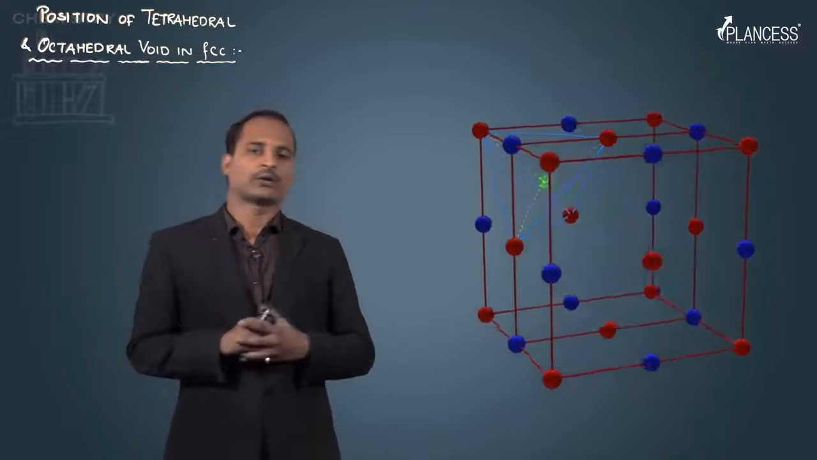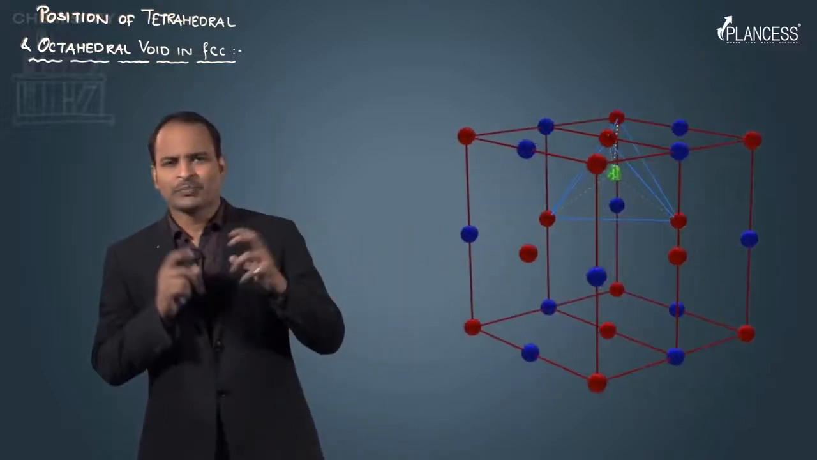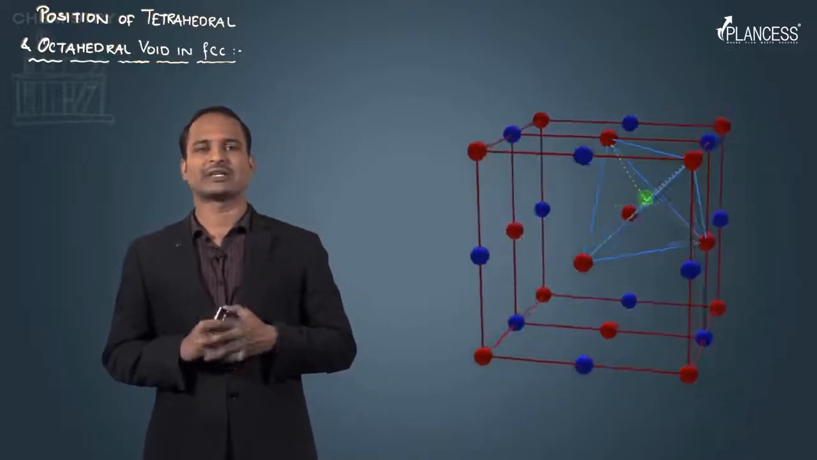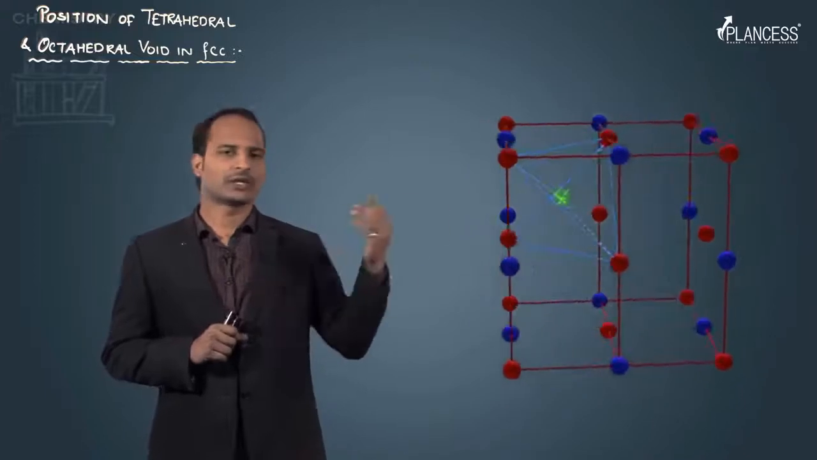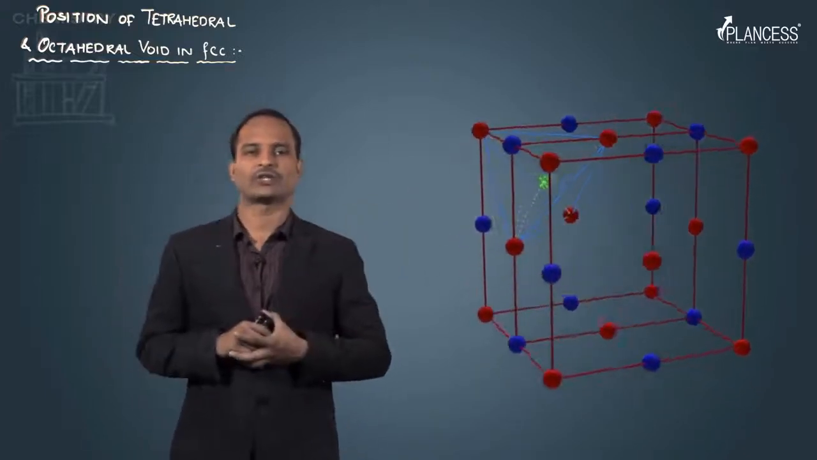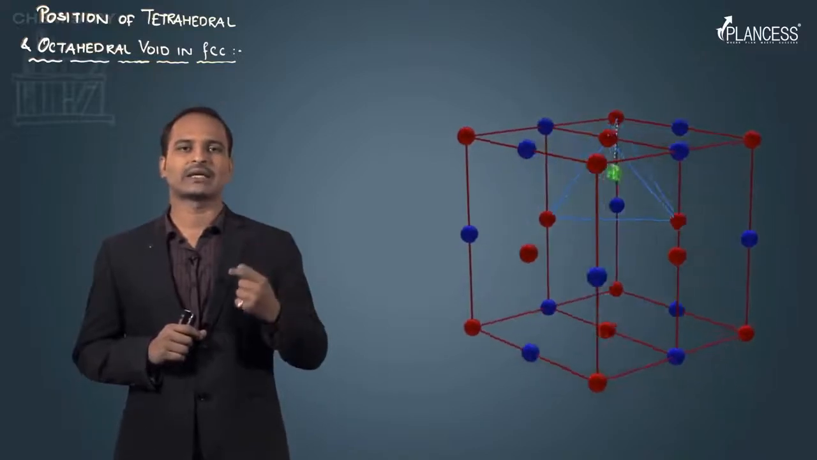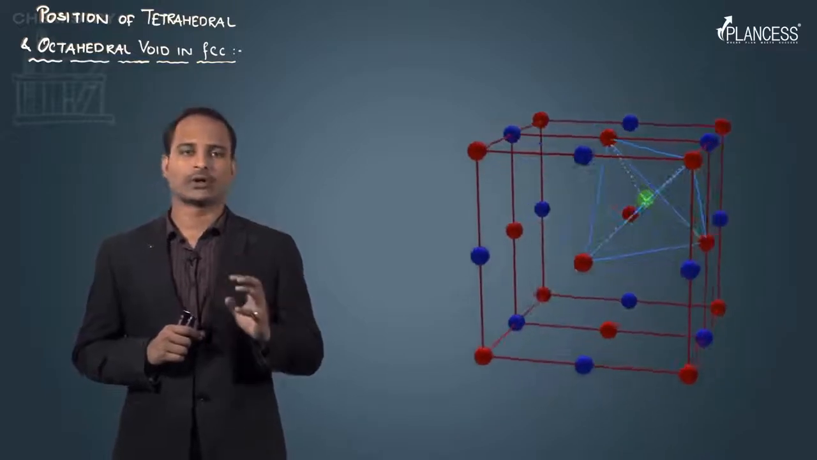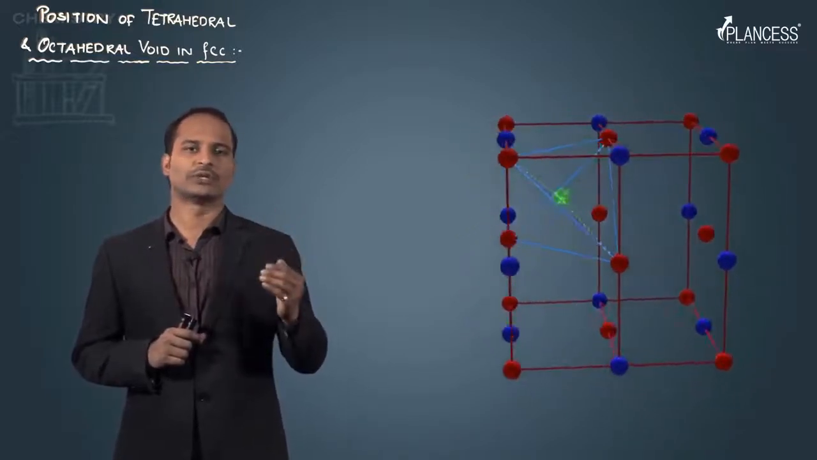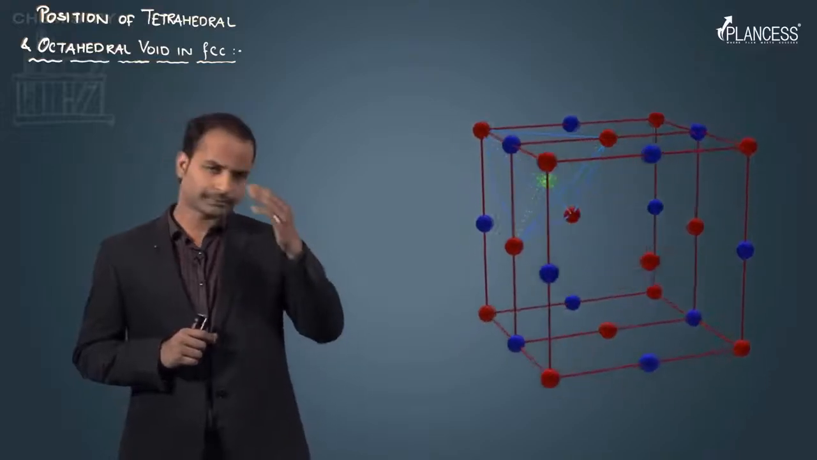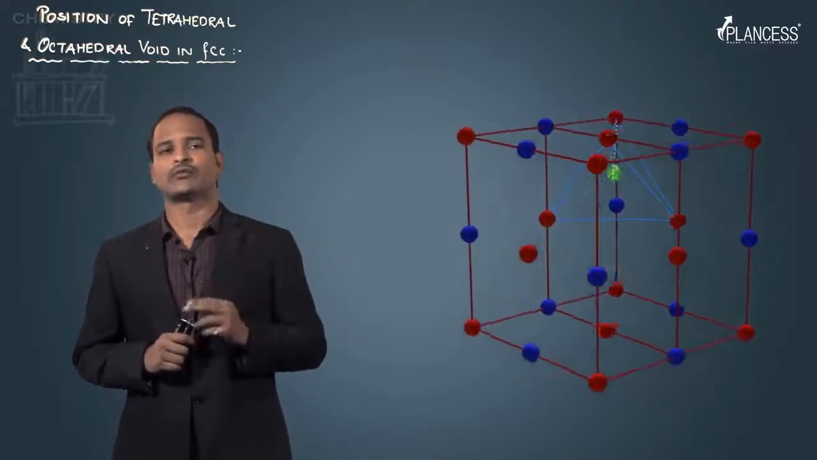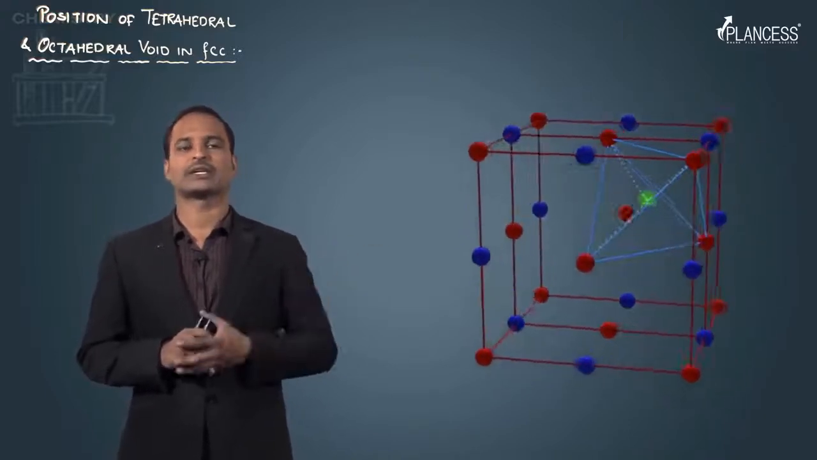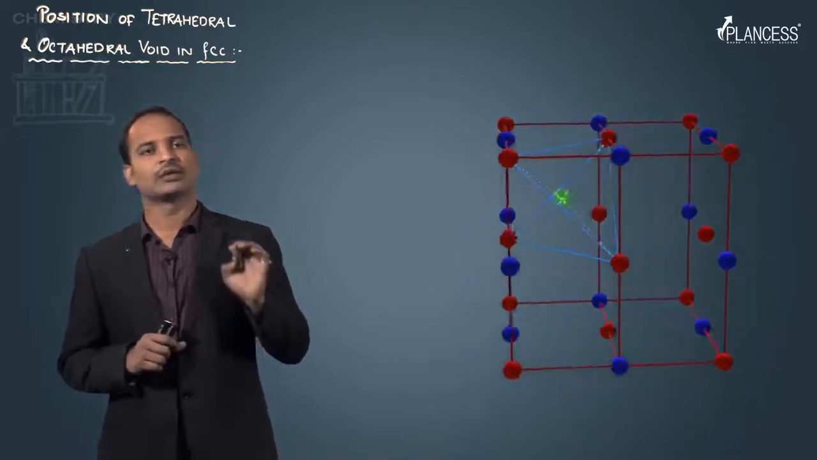Now how to simply remember where these 8 tetrahedral voids are present in a cubic cell? When we start drawing the diagonals of a cube, we come to know that on each diagonal of a cube we get 2 tetrahedral voids. There are a total of 4 diagonals that can be drawn in a cube. On each diagonal there are 2 tetrahedral voids, so 4 diagonals into 2 tetrahedral voids. That means again 8 tetrahedral voids are present.